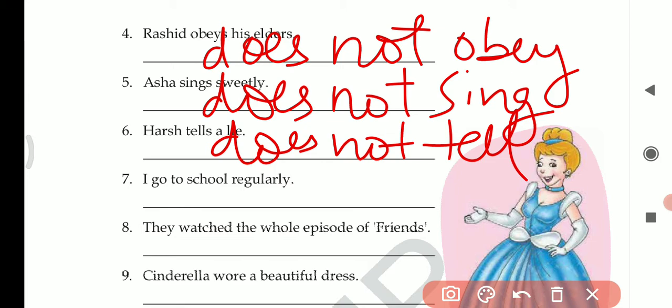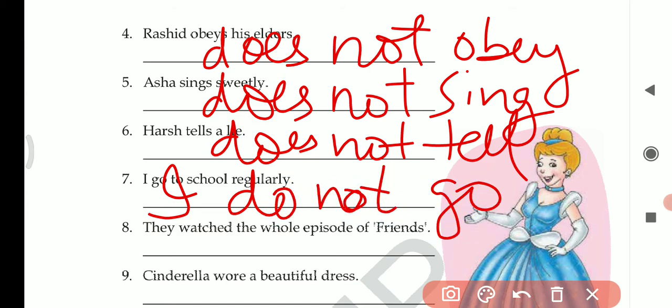7th, I go to school regularly. It is a simple present tense sentence. So with I what do we use? We use do. So I do not go to school regularly.